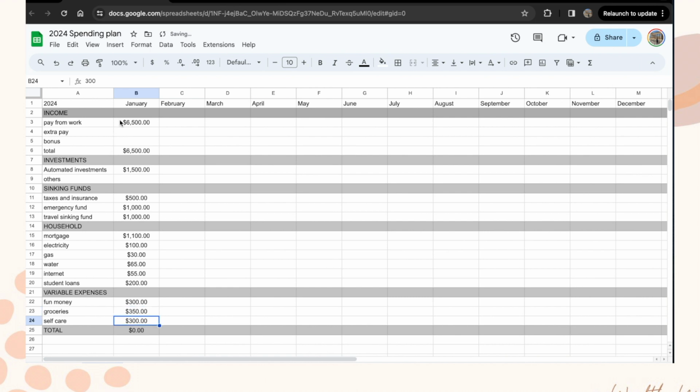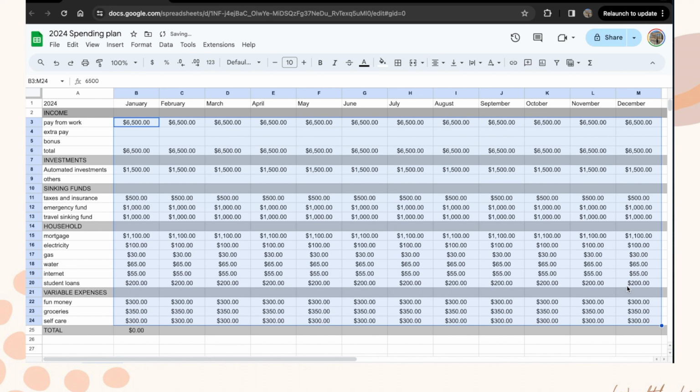Everything's accounted for now. What I'll do next is, because these will be fairly stable throughout the year, I will just go ahead and drag them across the spreadsheet until December. There will be a few things that do change, however. Let me just edit the top row so that it all looks the same.